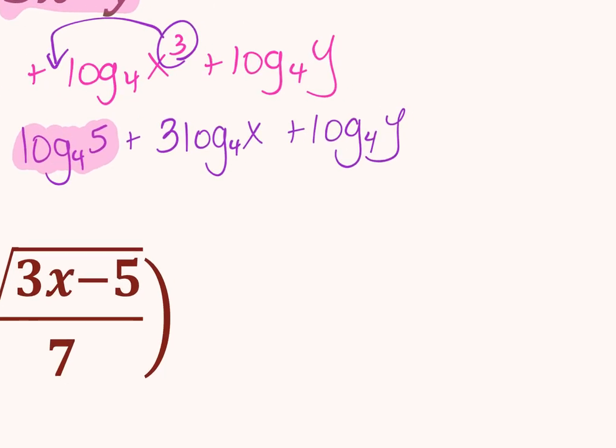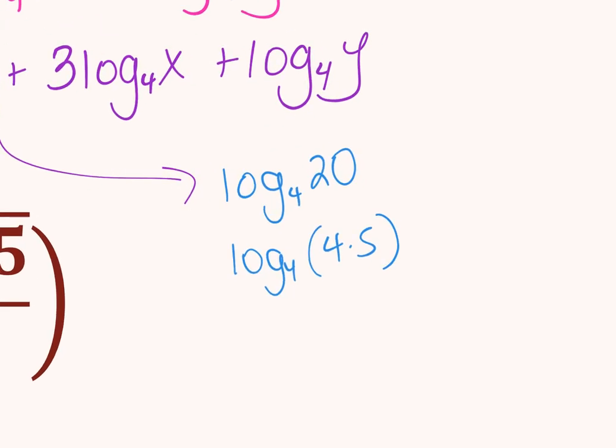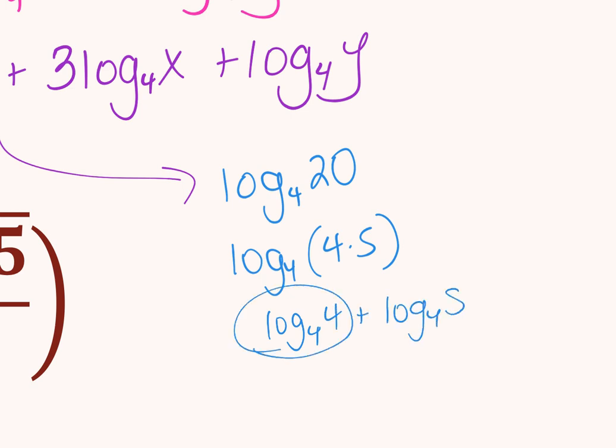I hesitate to do this now because it's going to confuse you, but let's say it said log base 4 of 20. How could I rewrite 20 so that there's a power of 4 in it? 20 is 4 times 5, right? Does that make sense? That can get broken up. And then this is 1.